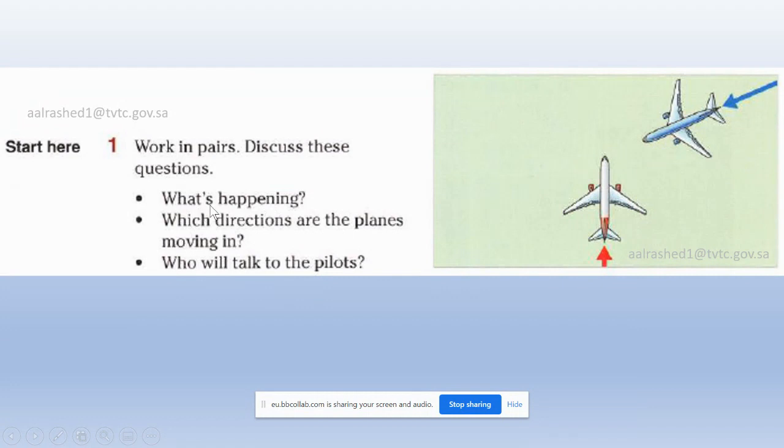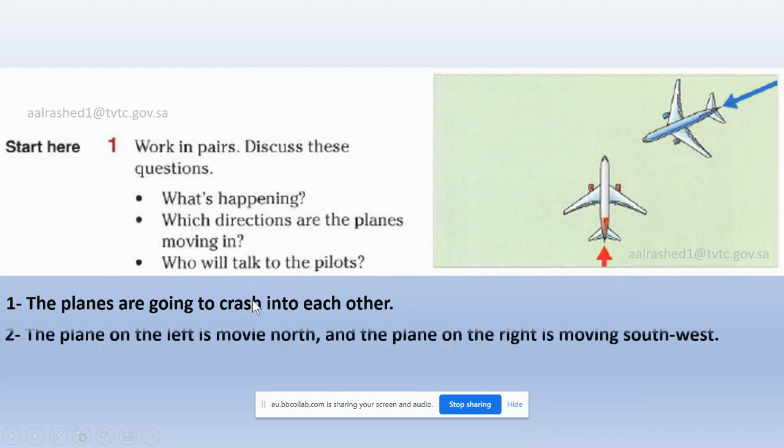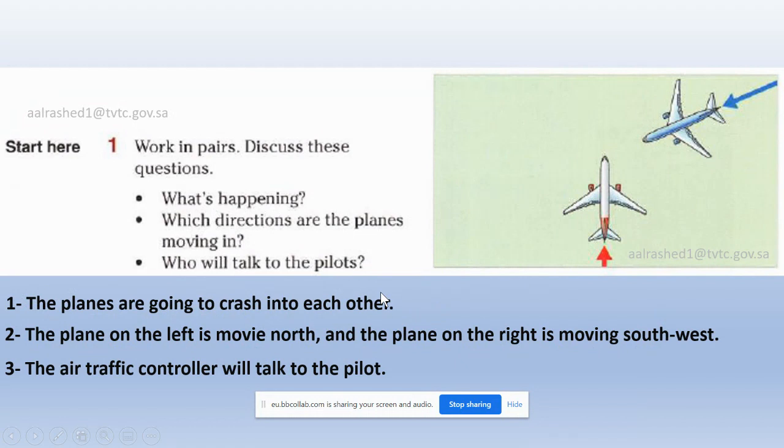For the first question, the answer: the planes are going to crash into each other. Crash, tasadum. For number two, the plane on the left is moving north, and the plane on the right is moving southwest. For question three, the one who is responsible for giving instructions to the pilots is called the air traffic controller. The air traffic controller will talk to the pilot.